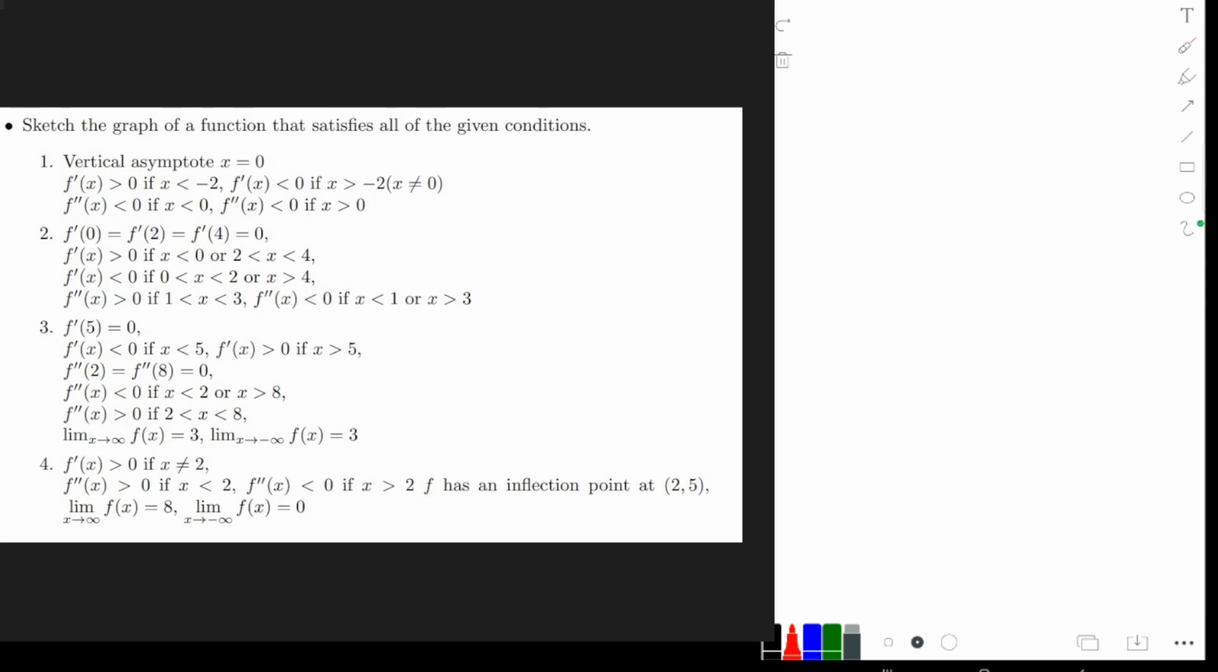All right? So it's increasing on the left-hand side of -2, but it is decreasing on the right-hand side of -2. Oh, because it has a vertical asymptote at x equals 0. I see. So, this is number 1 that we're doing.